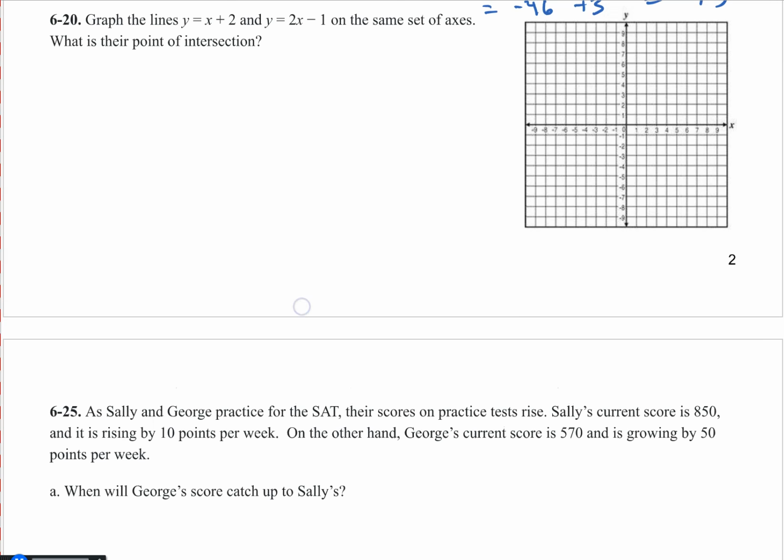Okay, let's graph these two lines over here and find the point of intersection. So we have y equals x plus 2. The starting value, let me call it the y-intercept, is 2. And the slope is the number in front of x. It's 1x, the invisible one. So the slope is 1. Alright, so on the y-axis, find 2. That's your starting value. And then it goes up 1 over 1.